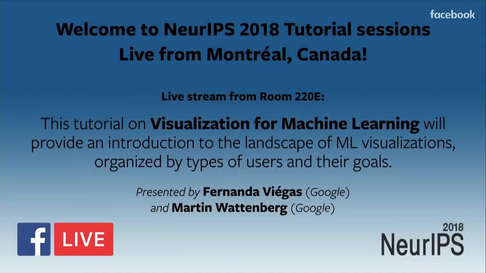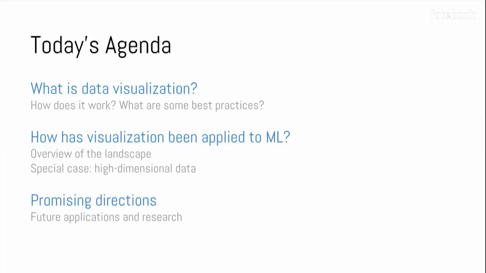And then secondly, how has visualization been applied to machine learning? We're going to, as I said, do an overview of the landscape. Some of the things we're going to touch on very briefly because we feel like some of these things are well understood by the community, so we're not going to dwell on basics. And then we're also going to talk about a very special case that I think is very native to machine learning, which is high-dimensional data, massively high-dimensional data. And we're going to end up with some what we think are promising directions.